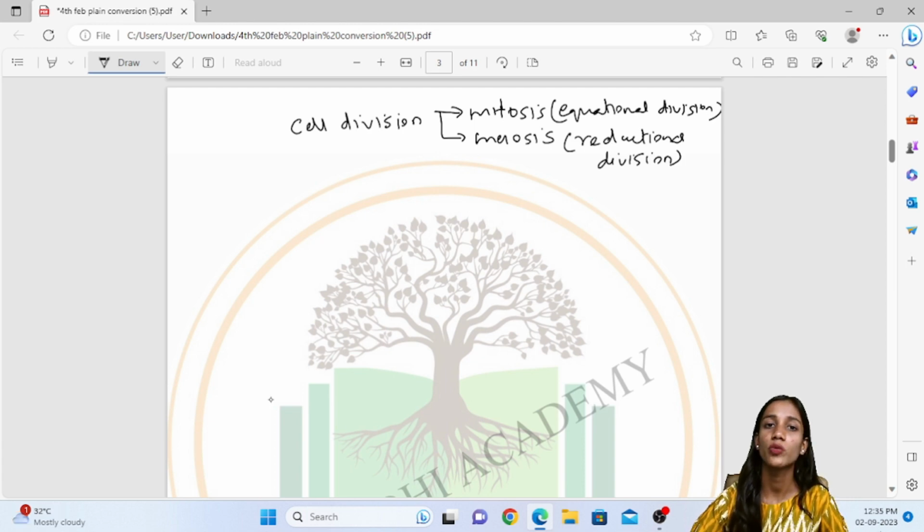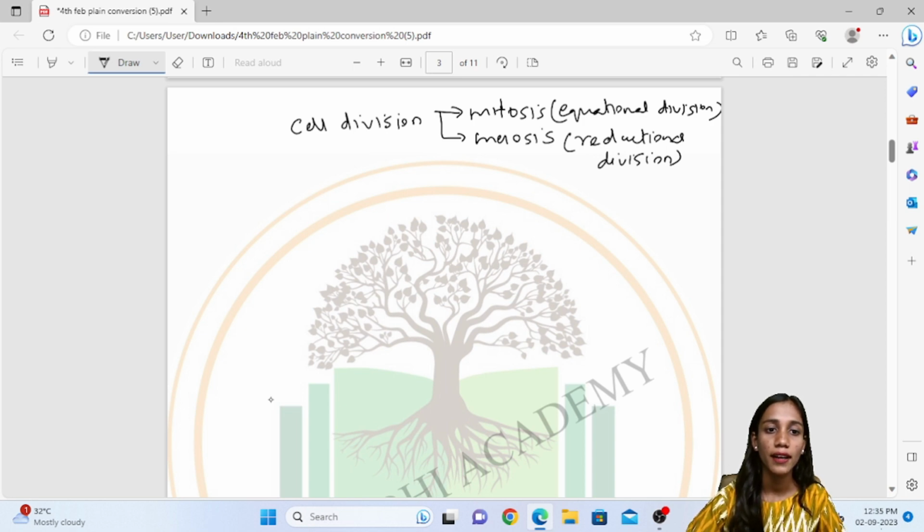This is something which we need to know every time when we learn this concept. Mitosis is equational division and meiosis is reductional division. Now, why are we learning this here? We are talking about gametogenesis, production of gamete.